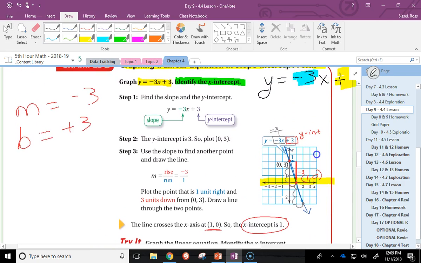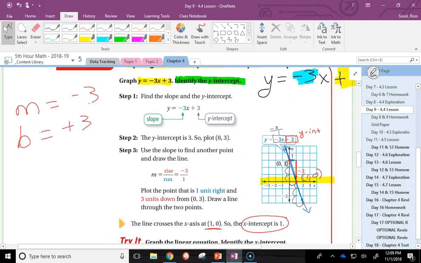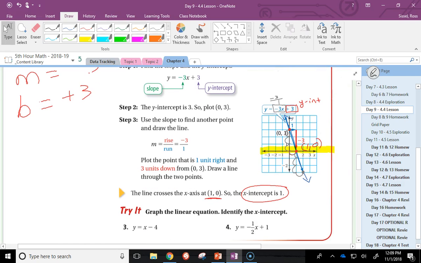On this equation, the one that we just graphed, y equals negative 3x plus 3, we identified slope and y-intercept. You plot the y-intercept. We said it was 3, so we went up 3. And then we did our slope, down 3 over 1. We drew our line. And then we said, what is the x-intercept? Where did the line cross the x-axis? It crossed it right here at 1, 0.